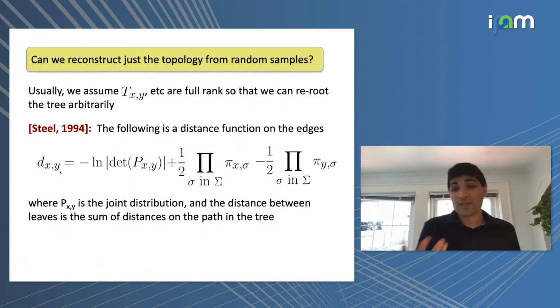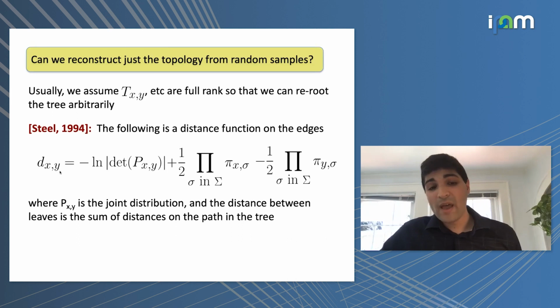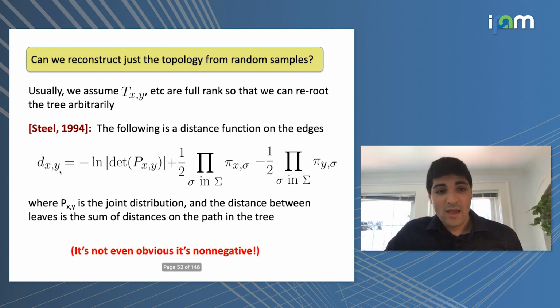Okay, so Steel introduced this function, d sub xy, and you can define it for any two nodes, x and y, that show up in your tree. But when x and y are extant nodes, you can actually compute what dxy is, because I know everything on the right-hand side. And what he showed is that this is a distance function in the sense that the distance between two leaves is the sum of the distances along the edges in the unique path that connects them in the tree. And if you have intuition for this and you see it immediately, more power to you. I don't. It's something you can check, but it's not even obvious that it's non-negative, but it is.